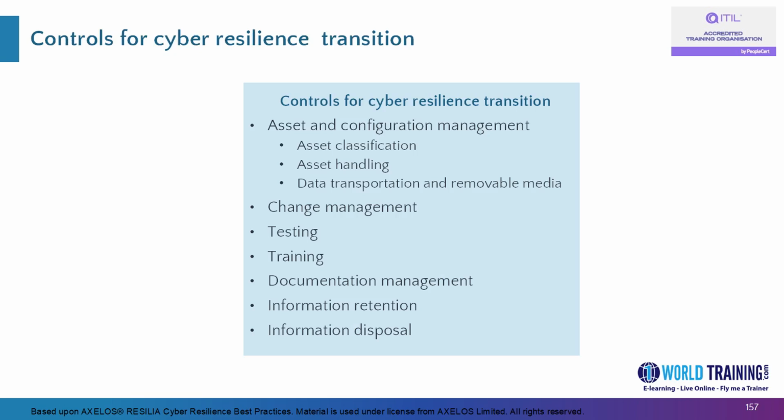These are the controls for the transition aspect of cyber resilience. There are 7 of them. Firstly, asset and configuration management, which includes asset classification, asset handling, and also data transportation and removable media, such as USB drives, etc. Then we have change management, testing, training, documentation management, information retention, and information disposal.